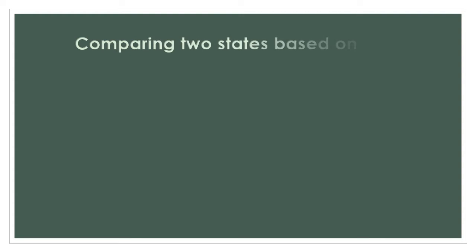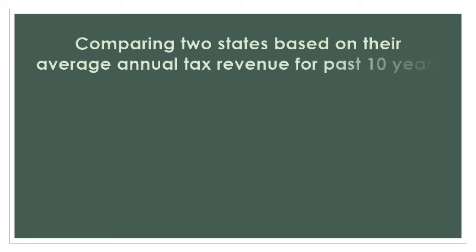Apart from using averages in simple topics, we can also use averages for comparing two or more things. For example, comparing two states based on their average annual tax revenue for the past 10 years. For the past decade, what was their average annual tax revenue, and then comparing those two averages to decide which state gives a higher tax revenue per annum. So this could be an example of comparison of two averages.